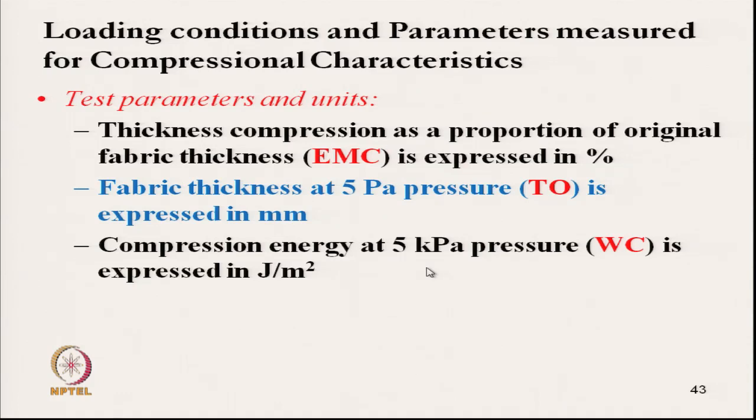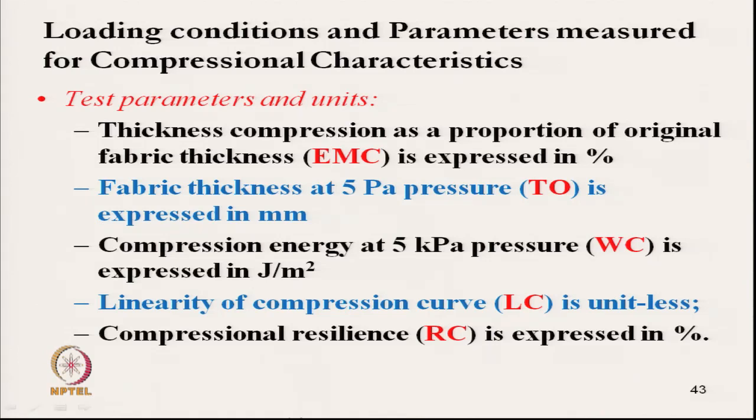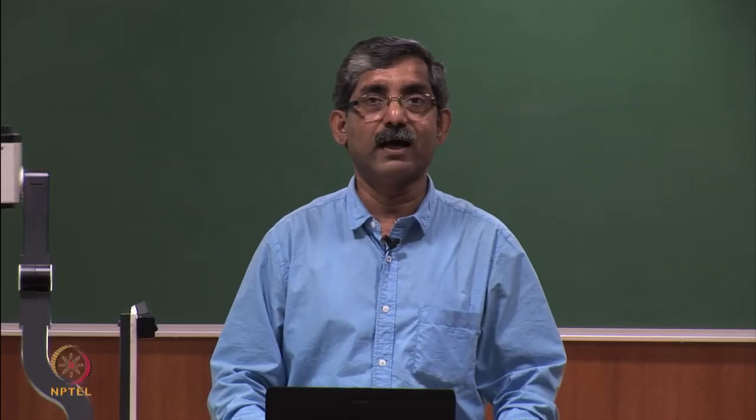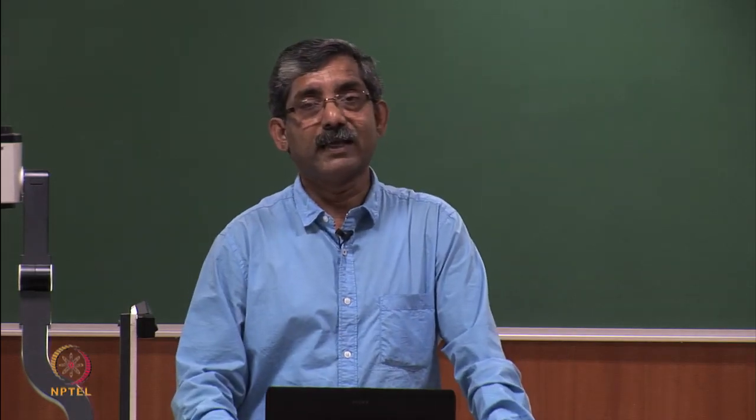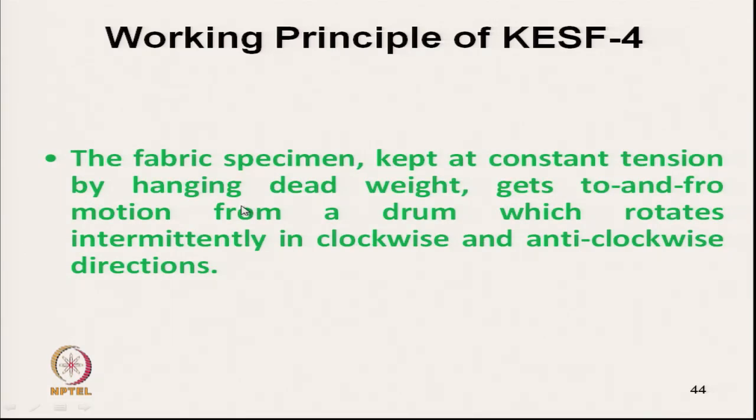Compressional energy at 5 kilopascal pressure is WC, expressed in joules per square meter. Linearity of compression curve LC is unitless because it is a ratio of areas, and compressional resilience RC is expressed as a percentage. All these parameters we can get from the compression and recovery curve. The last module of KESF is KESF 4, where we measure the surface roughness and frictional characteristics.